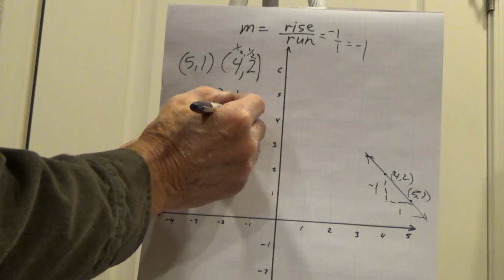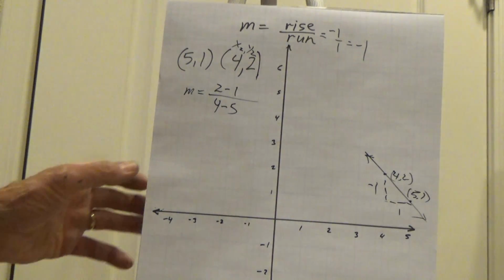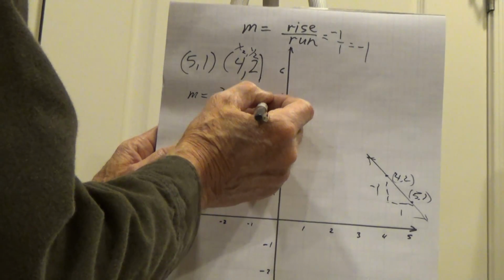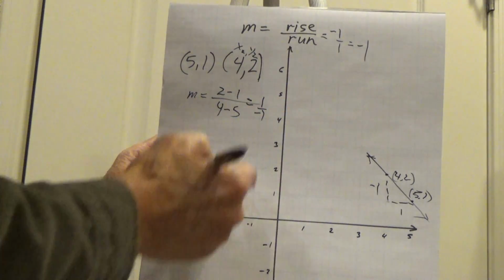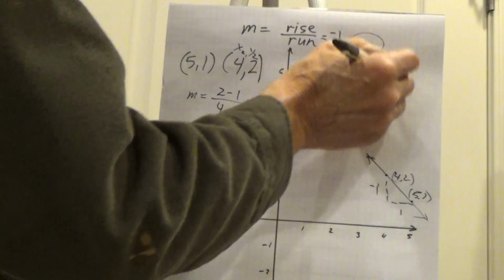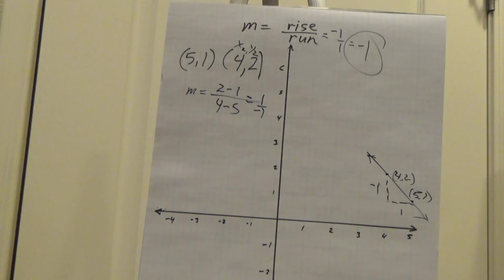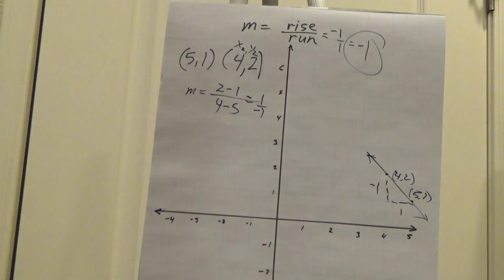4 minus 5. Okay, so we have 2 minus 1 is 1. 4 minus 5 is negative 1. And we have a slope of negative 1. And this means we have a 45-degree line with the x-axis, but going downhill from left to right. Okay, we have one more example to look at.